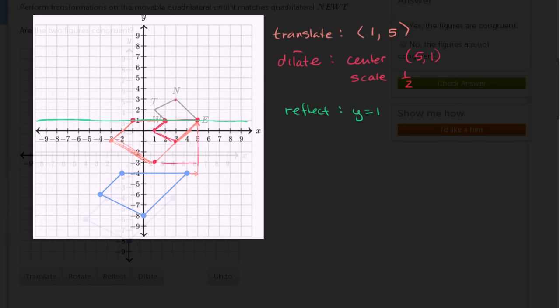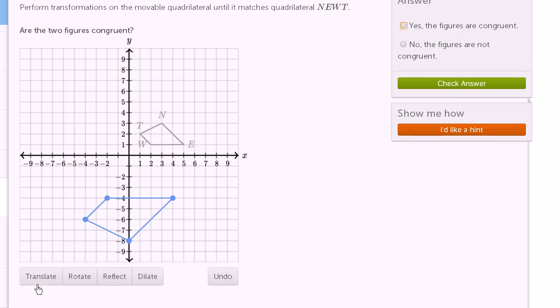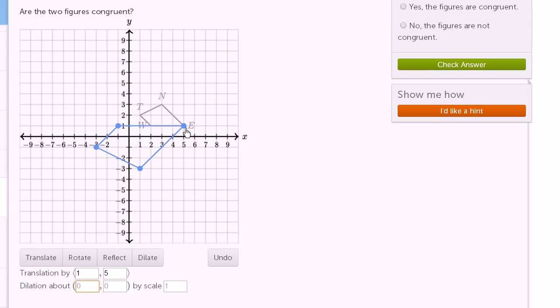So let's do all of that on this actual tool now. So first I did the translation. I'm going to translate in the x direction by 1 and the y direction by 5. That got me right over there. And then I wanted to dilate it down. So let me scroll down a little bit. So dilate it about the point 5, 1, and then by a scale of 1/2. So that scaled me down. And now I am going to reflect over y = 1.